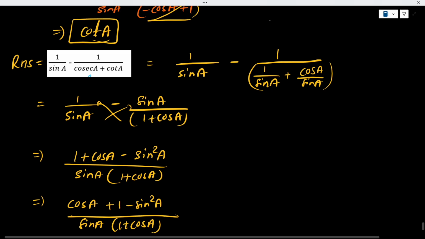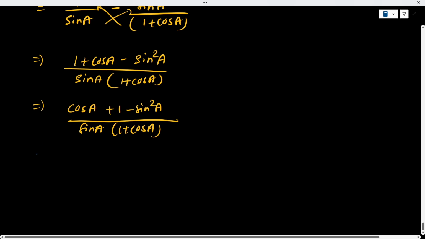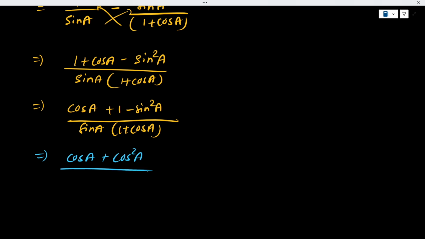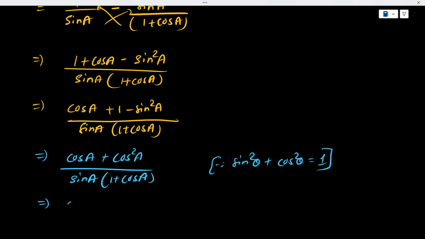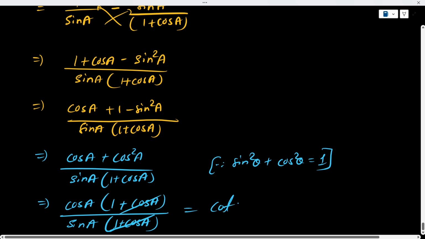Now again, if you see this identity, 1 minus sin²A will become cos²A, right? So here, what are we getting? Cos A plus cos²A. Now you can write down the identity again if you want, because you are getting that value from the identity sin²θ plus cos²θ is equal to 1. I can rearrange as per my requirement. Now again take cos A as a common factor. So you are left with 1 plus cos A by sin A times 1 plus cos A, right? Now you can see that this common factor gets cancelled and you are left with cot A.